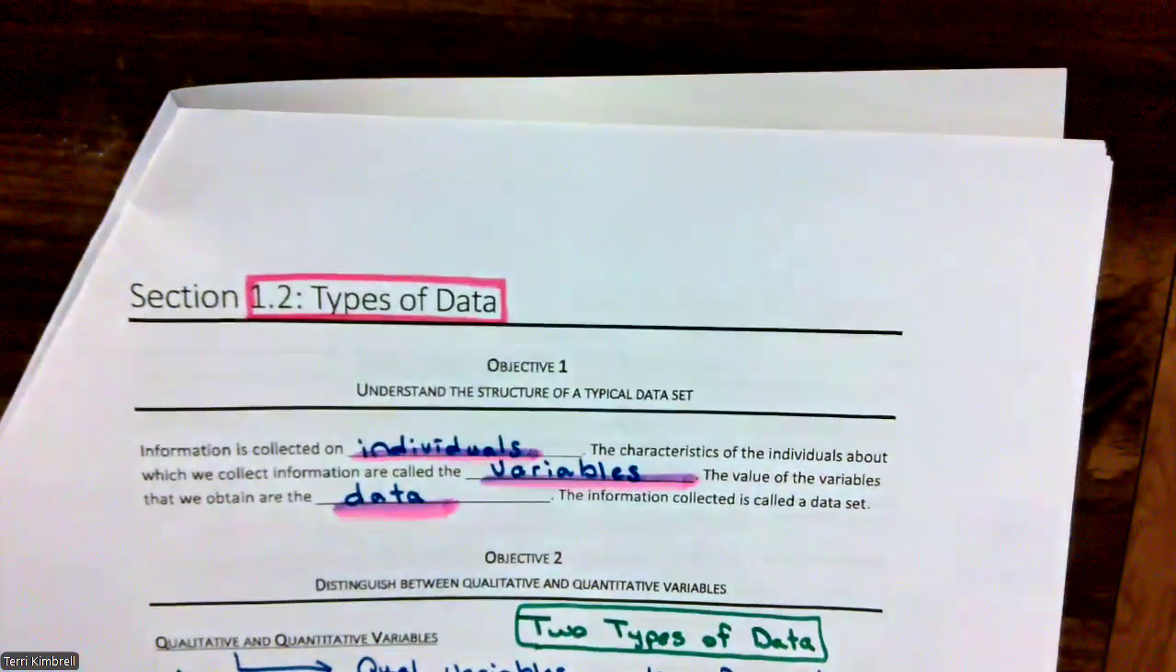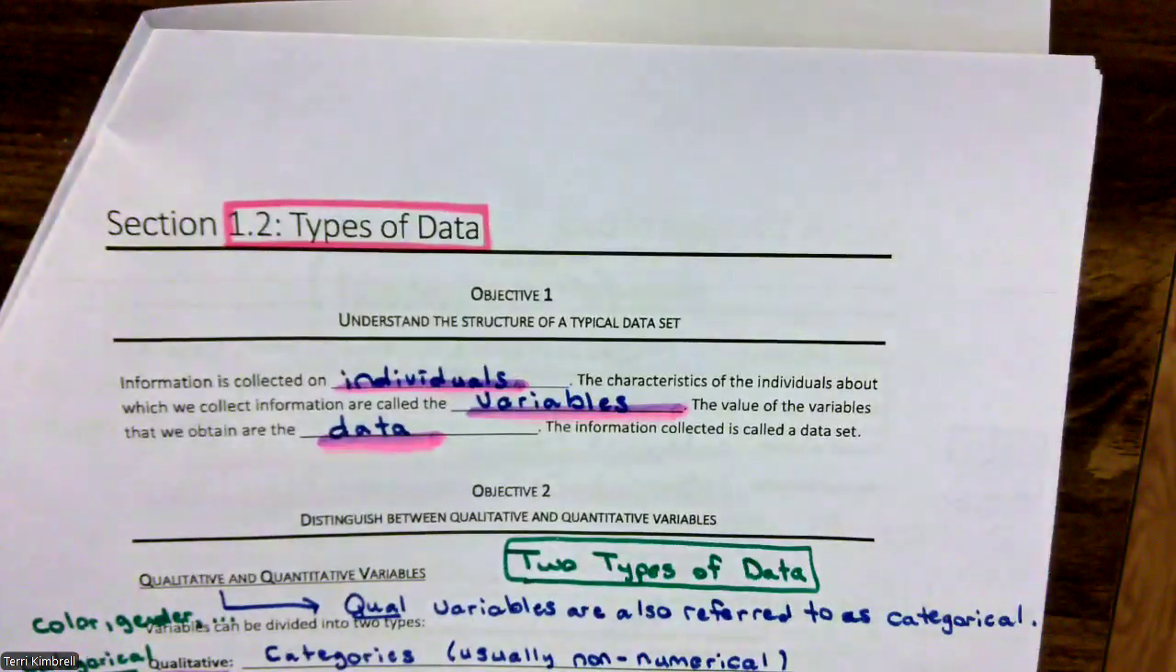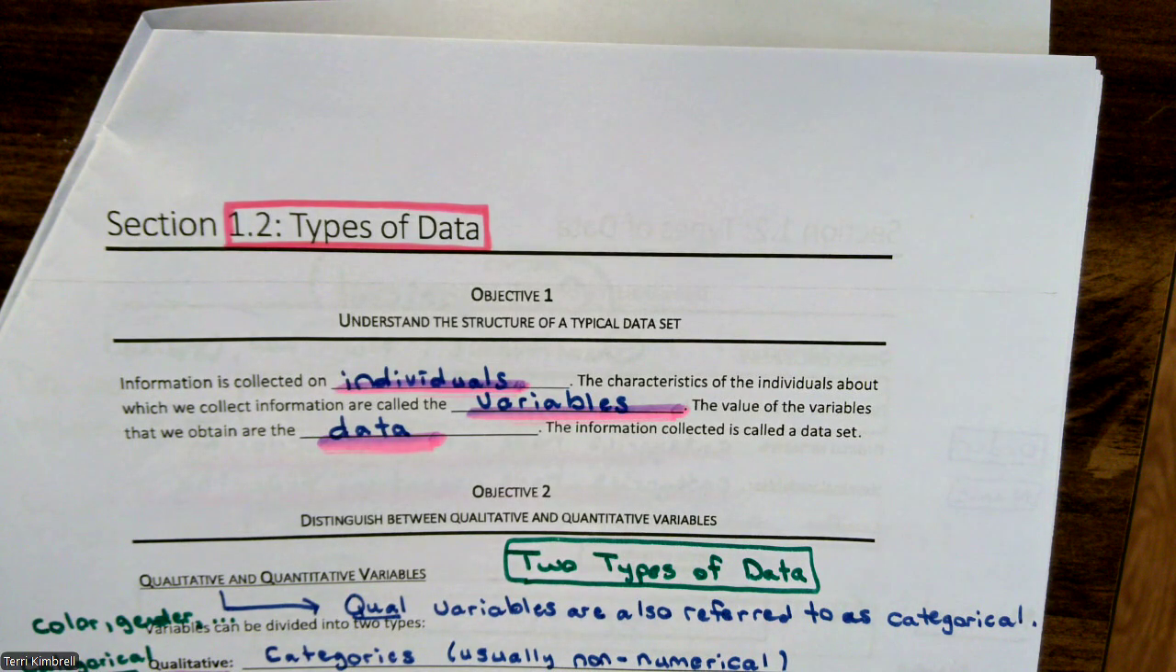So today we're going to finish up chapter 1. You should have your packet for 1.2. In section 1.2, we're going to discuss the types of data. So if you will locate that, please.